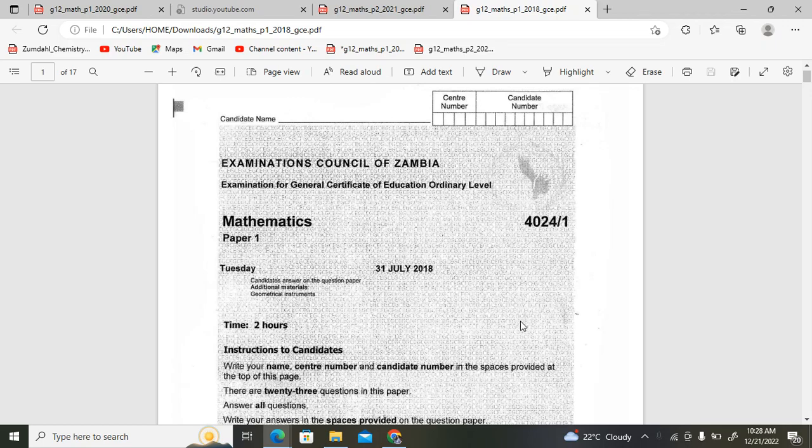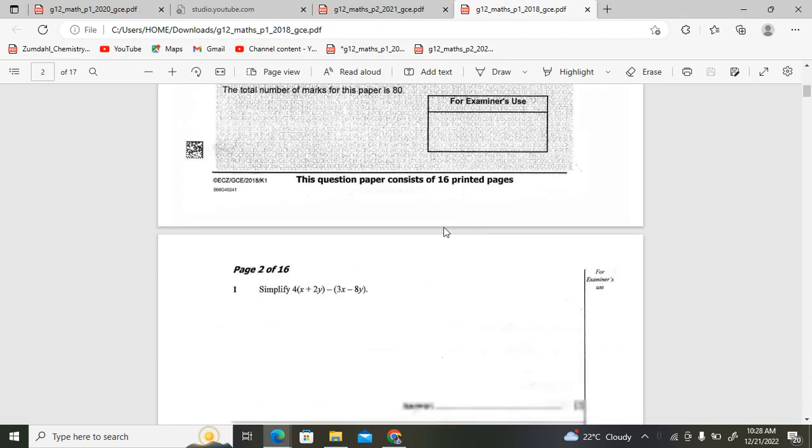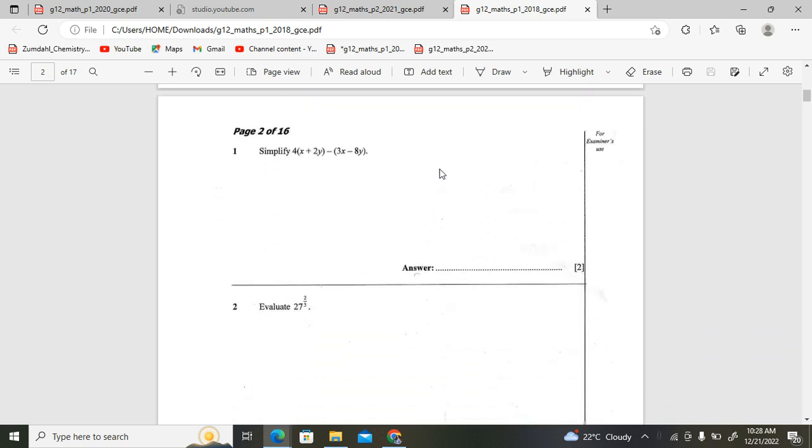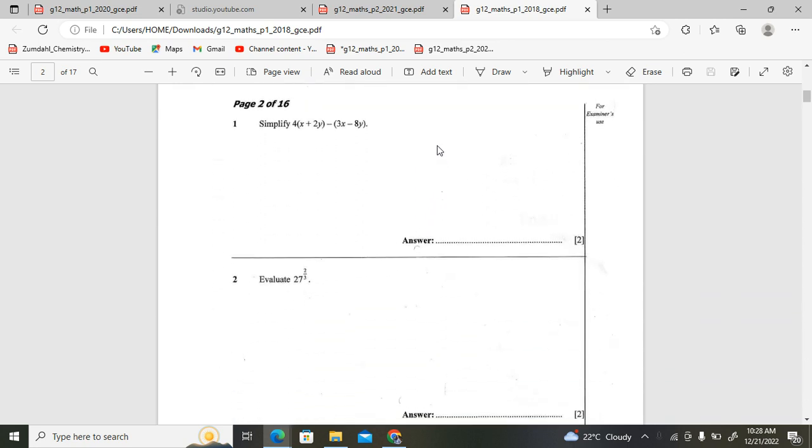Mathematics Paper 1 for July 2018. That is GCE Mathematics. Okay, starting with the first question here, it is saying simplify.